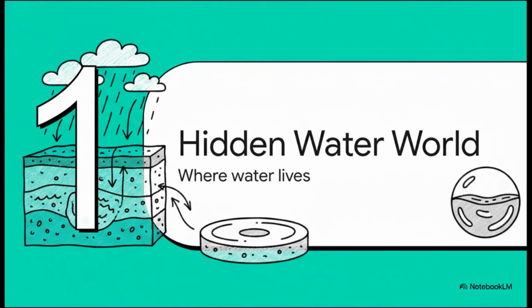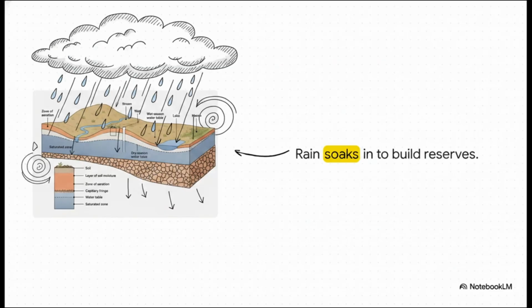Let's look at where this water actually lives. You see, groundwater doesn't just magically appear out of thin air. It originates from rain that percolates deep down into the soil. But because so much rainfall just runs off the surface, it takes years, sometimes many, many years, for that water to seep down and actually build up underground reserves.